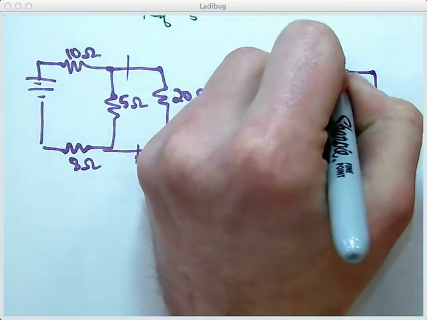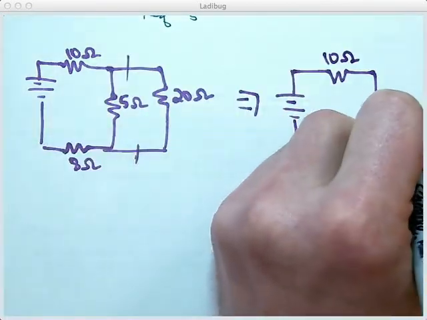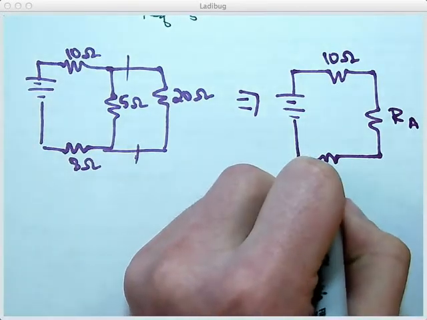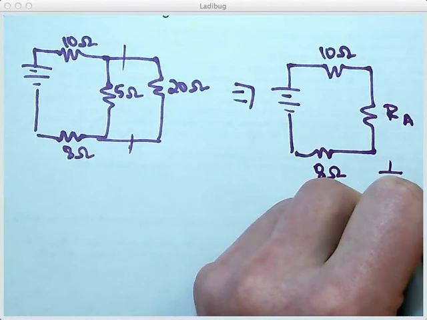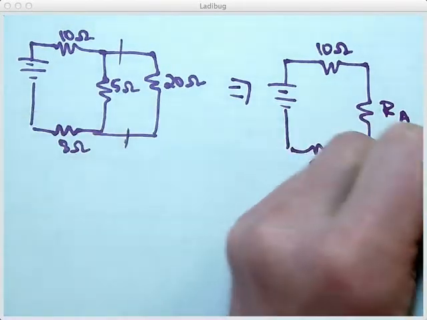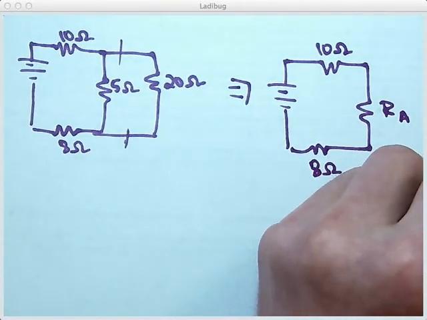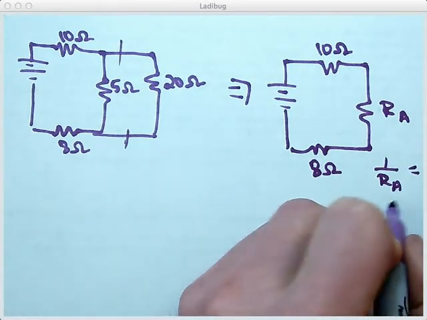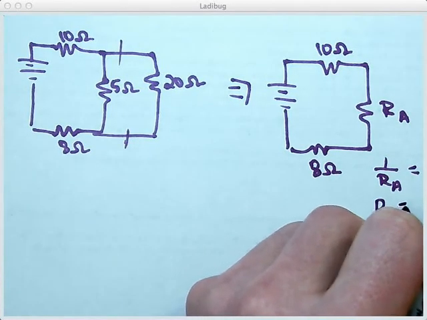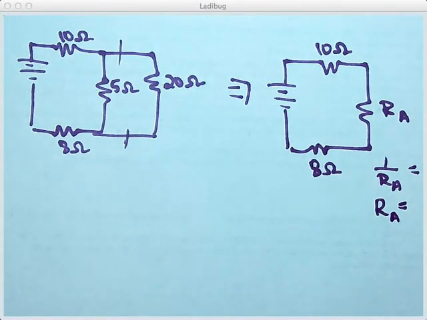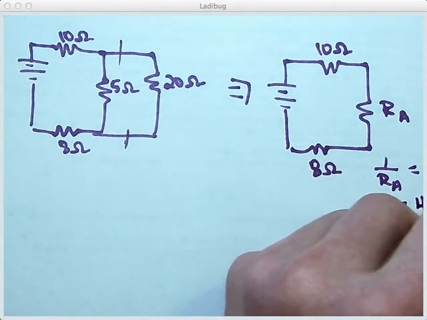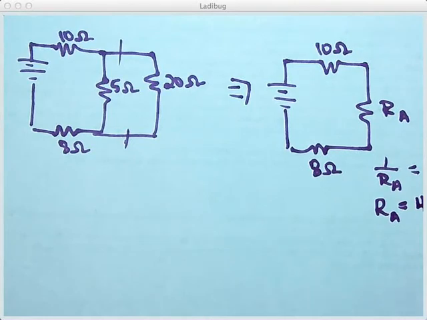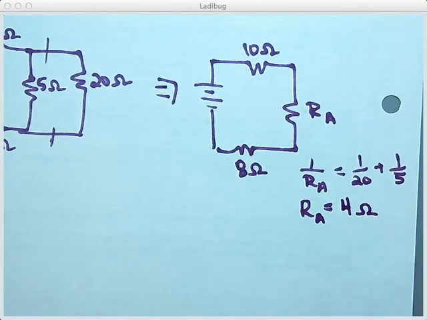Okay, so that gives me 10 ohm. I'll call that RA again, and 8 ohm. Okay, so here, since these are parallel, 1 over RA is going to be equal to 1 over 20 plus 1 over 5. So it's 1 over 20 plus 4 over 20, so 5 over 20. So that's going to be 20 over 5, so 4. Okay, so RA equals 4 ohms.